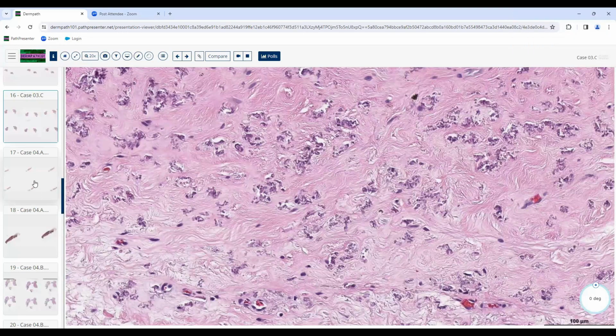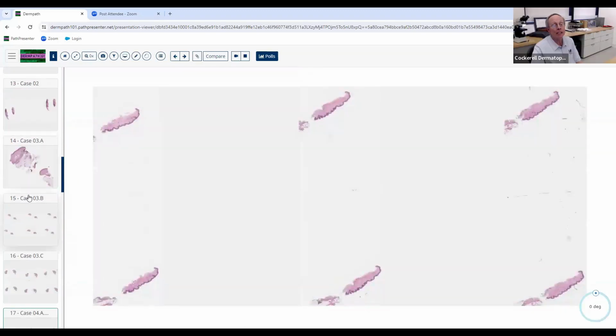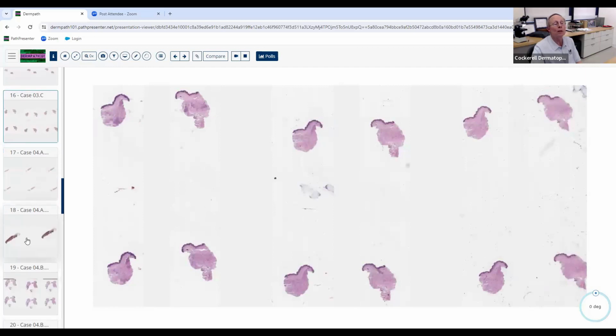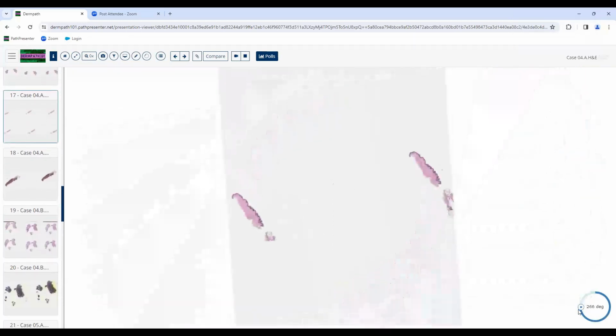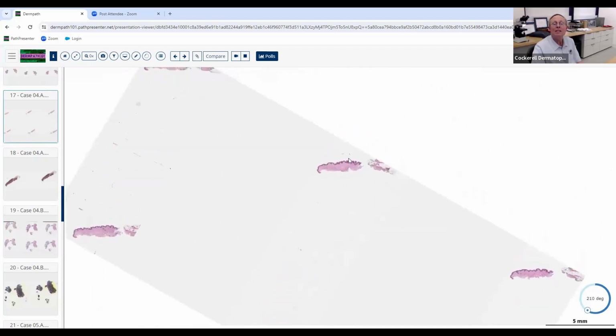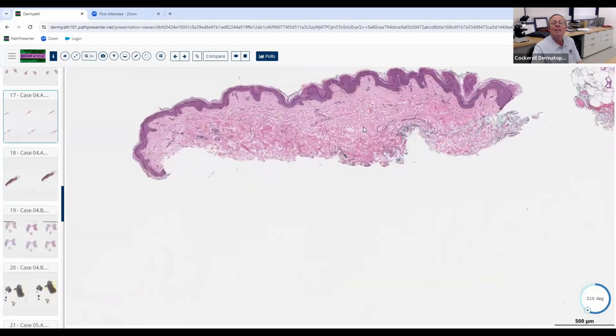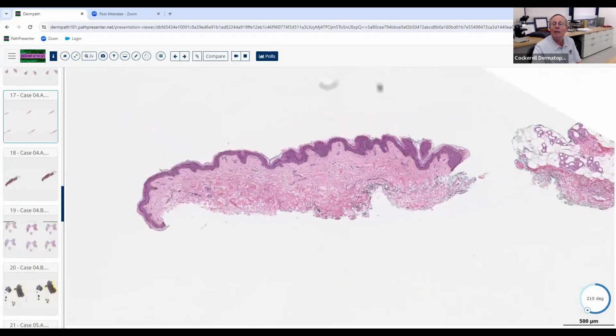Wait, so this is PXE or elastosis perforans serpiginosa? That's PXE. Okay. We did EPS earlier. That was the stuff where you got the transdermal elimination. Okay, that's what I thought. Okay, this is PXE. Now this is a cruddy biopsy in this case, unfortunately. The reason we showed it is because the elastic stain is positive.